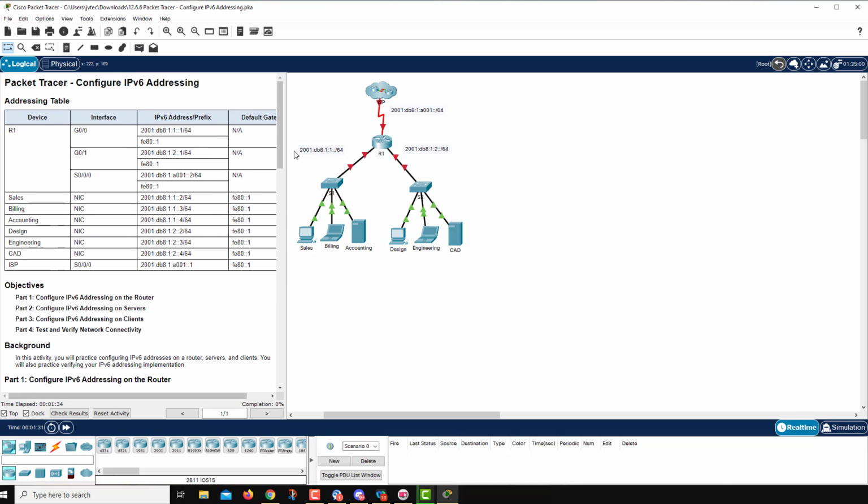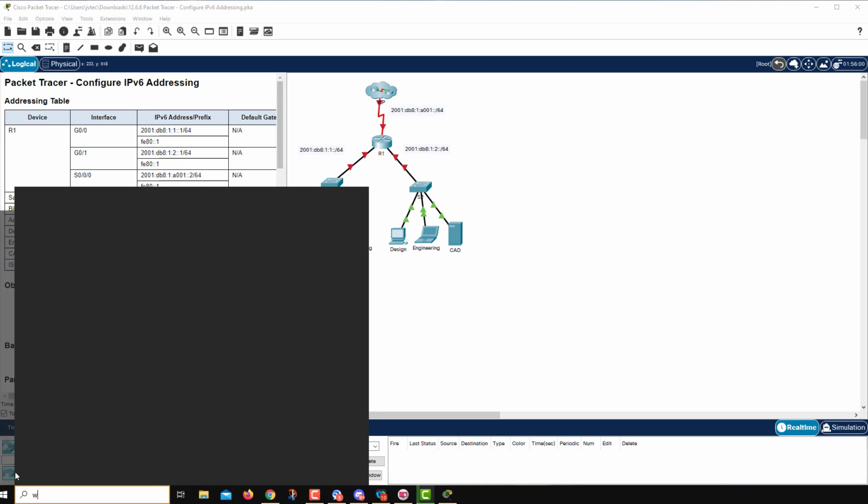So let's get started by identifying our networks. Well, we've got R1 here, which separates three networks. We've got a network to the left, which is 2001:DB8:1:1:: where double colon means all zeros, with a /64. Well, what does that mean to us in English? What that really means is something we could break apart right now.